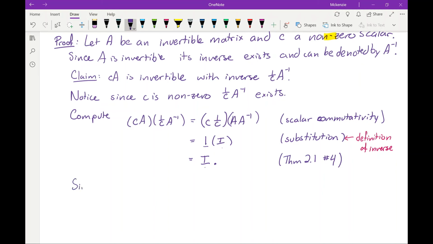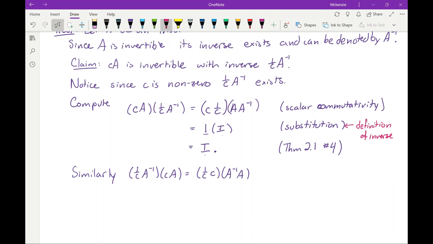So similarly, 1 over C A inverse times CA equals 1 over C times A inverse times A. And notice we're going to use the same exact reasonings as we did over here. So this is scalar commutativity, then we're going to do substitution, and then we're going to use the same theorem. Since we're doing literally the same things, let's just do it all in one line. Well, we already said similarly. So let's just say with the same reasoning.